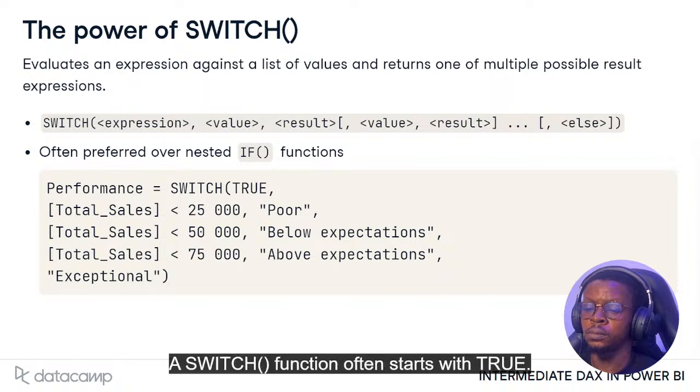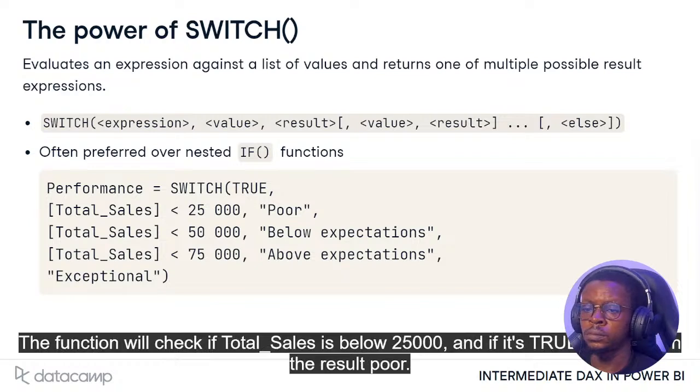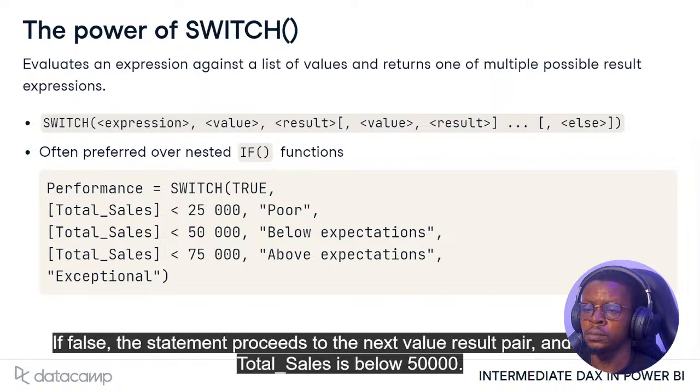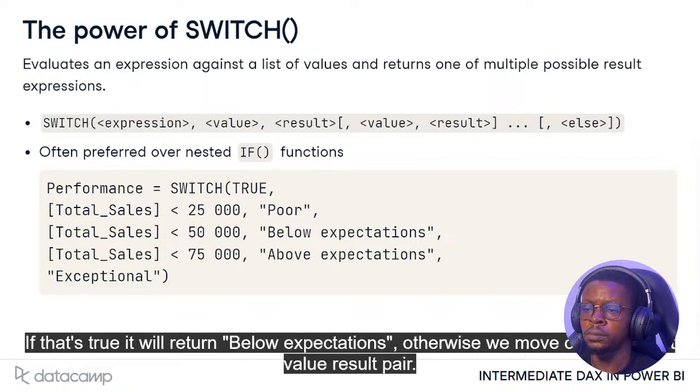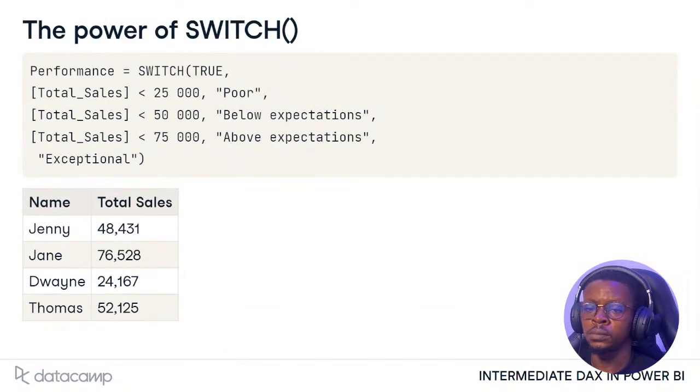A SWITCH function often starts with TRUE. The function will check if total sales is below 25,000, and if it's true, it will return the result "poor". If false, the statement proceeds to the next value-result pair and checks if total sales is below 50,000. If that's true, it will return "below expectations". Otherwise, we move on to the next value-result pair.